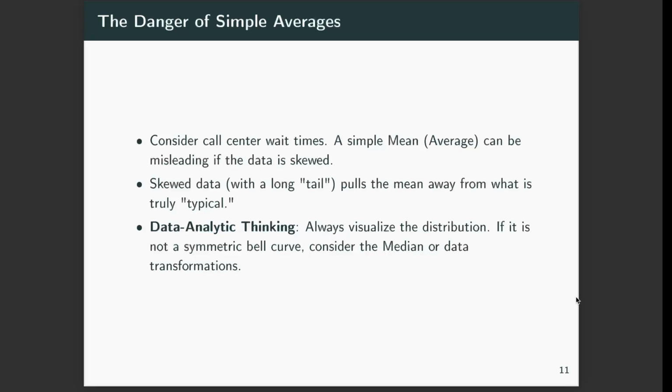The broader lesson here is one of the most important habits of data analytic thinking. Always visualize the distribution before you trust a summary statistic. If the distribution is not approximately a symmetric bell curve, what we call a normal distribution or Gaussian distribution, then the mean alone is not sufficient. You should consider the median, the quartiles, the full shape of the distribution, and potentially data transformations like taking the logarithm to make a skewed distribution more symmetric.